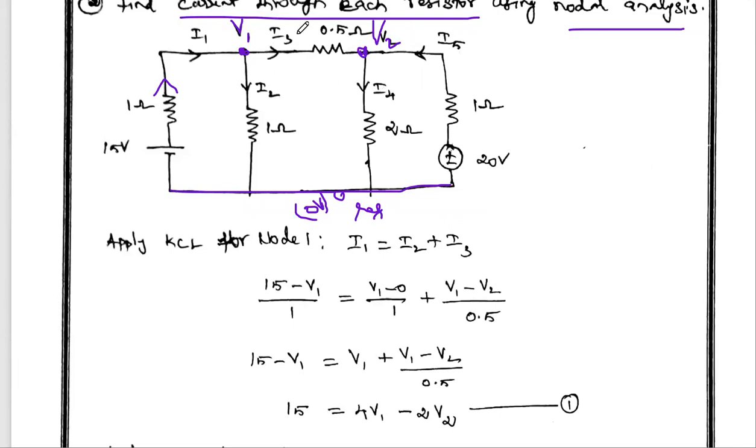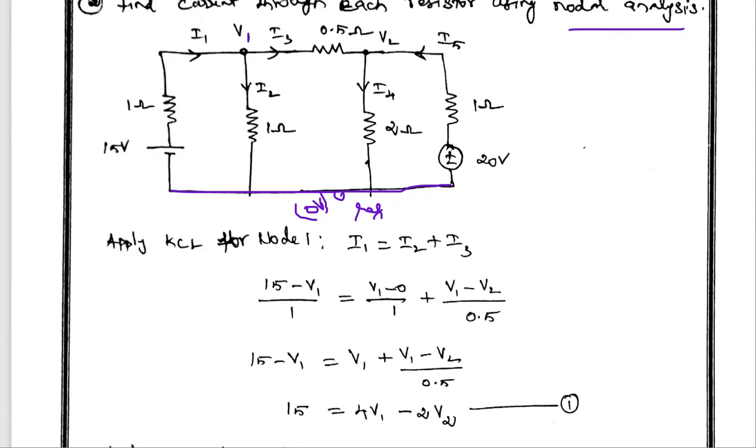Then here one battery is there, and the current always emerges from the positive terminal of the battery. So the current flowing through this 1 ohm resistor, you take as some variable I5. Then let us consider the current flowing through this 2 ohm resistor as I4. Check in all branches whether we marked the current or not, before writing the KCL equation. So we marked all branch currents.